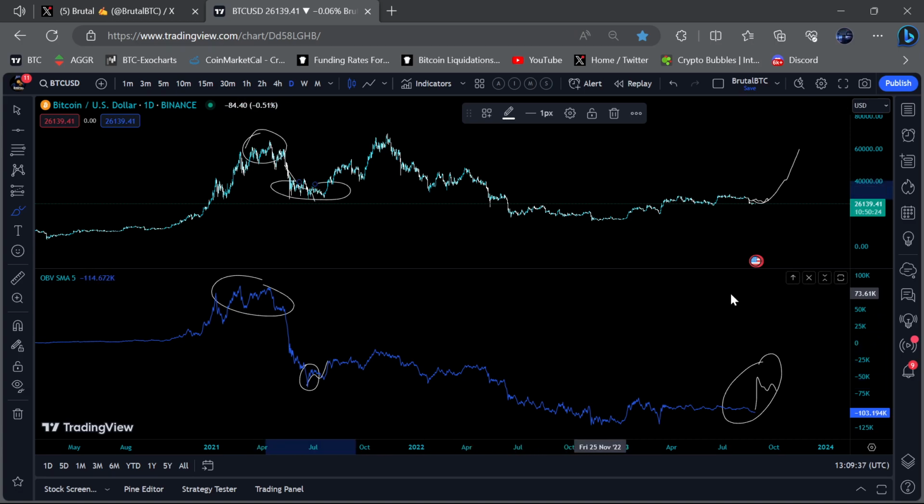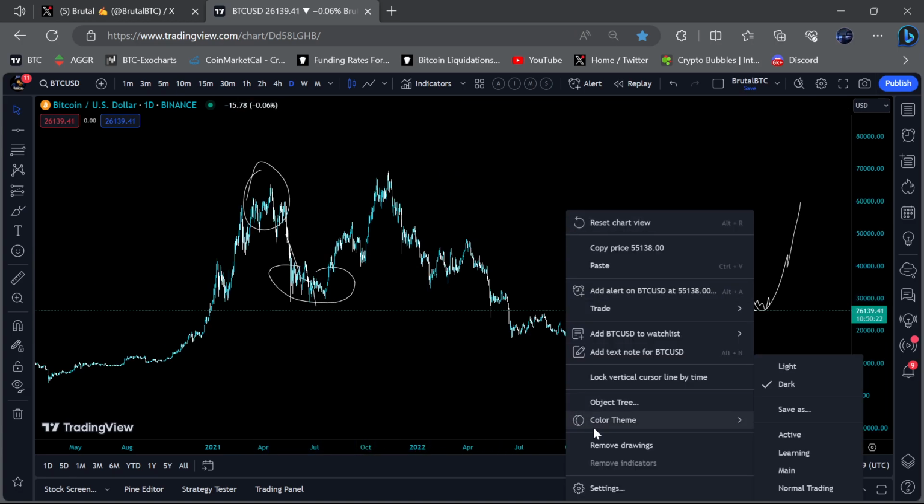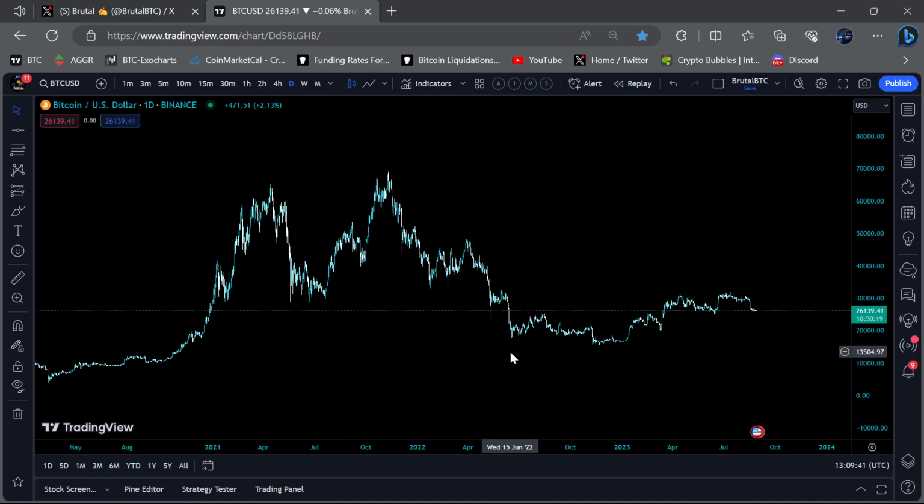So this is how you guys can basically track through the help of volume. Now we're gonna move on to our 6th level. This is technical indicators. You have to utilize various technical indicators like moving averages, relative strength index, MACD.